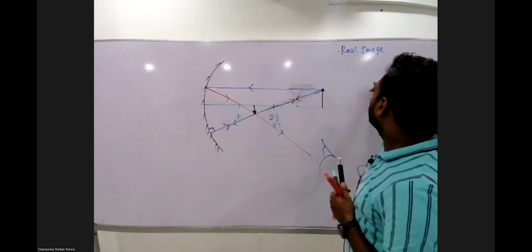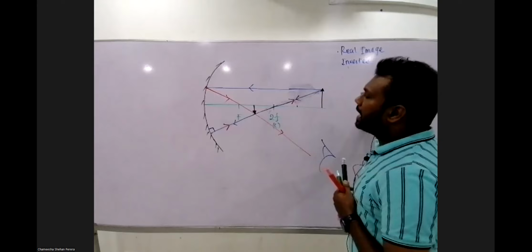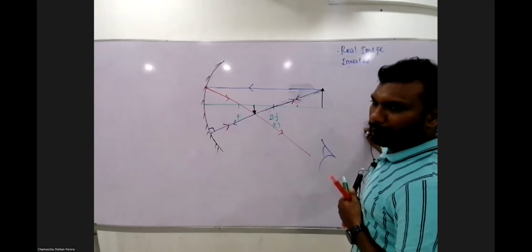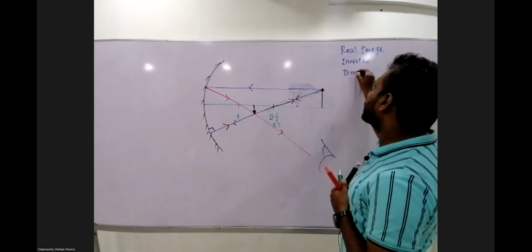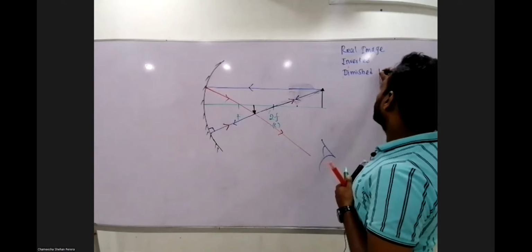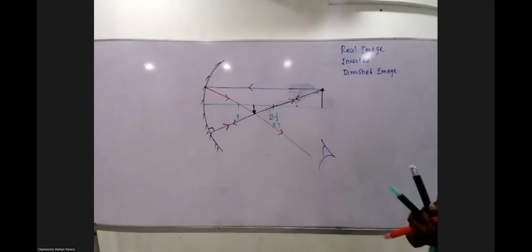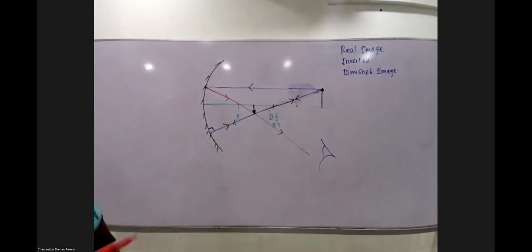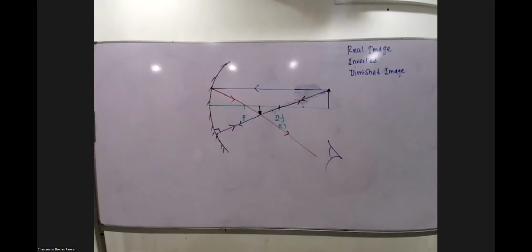Now, can you tell me about the orientation of the image? So it's inverted. True. And tell me about the size of the image. Smaller. If the image is smaller than the object, you call it a diminished image. Diminished image. Is it not clear? Diminished. You call it diminished, okay?